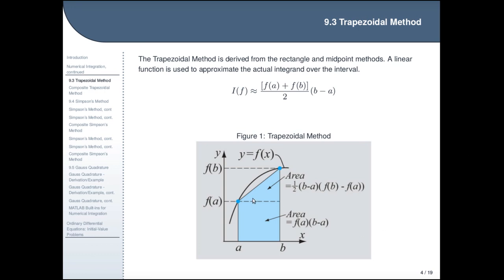Graphically, what we're doing is creating this square, that's the f(a) times (b minus a), and we are also getting the triangle, which is where the 1/2 comes from, the (b minus a), and the (f(b) minus f(a)).